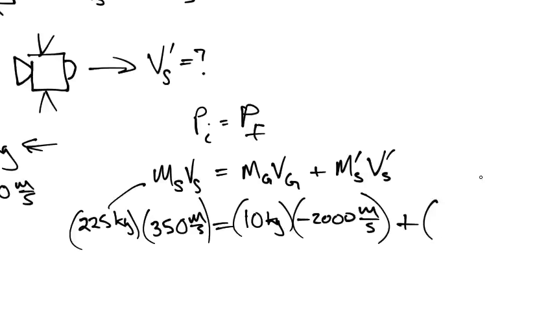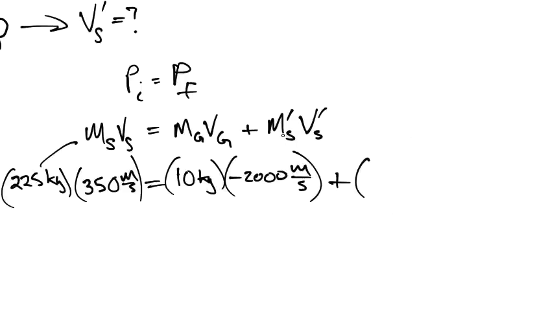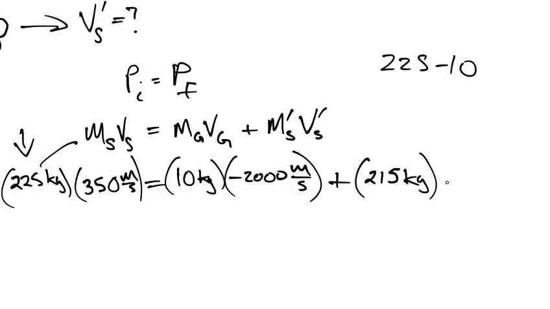Plus, now here's the interesting part: what is going to be the final mass of the spaceship? Well, listen. The original mass of the spaceship was 225 as we see here, but 10 of that is lost. So really, in this case, it's 215 because it's 225 minus 10. So we've got 215 kilograms left in terms of the mass of the satellite, multiplied by the final velocity of the satellite, which is, by the way, what we're looking for.